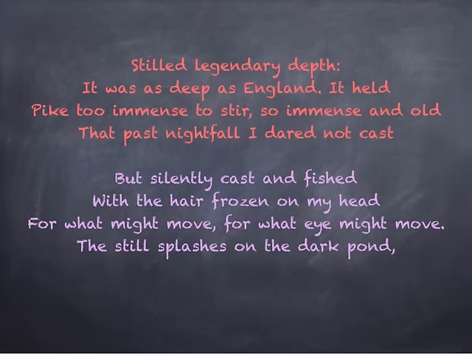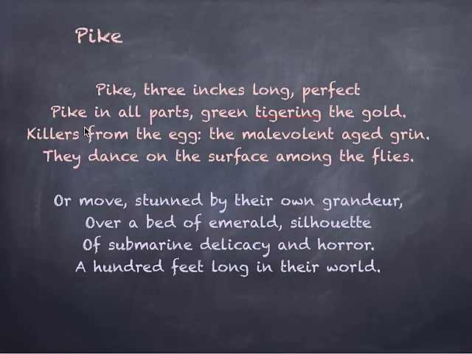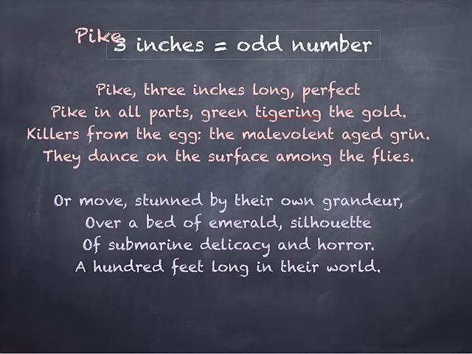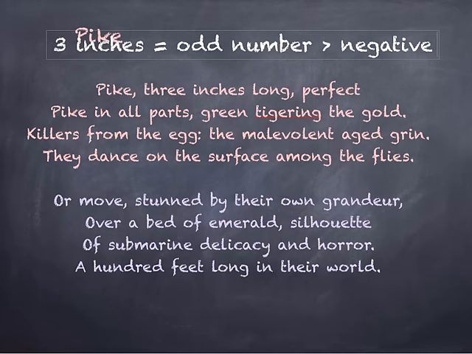Now we will do a line-by-line analysis. "Pike three inches long, perfect pike in all parts, green tigering the gold. Killers from the egg, the malevolent aged grin. They dance on the surface among the flies." So we see three inches long. What can be said about this? Three inches is an odd number, so therefore a negative connotation.